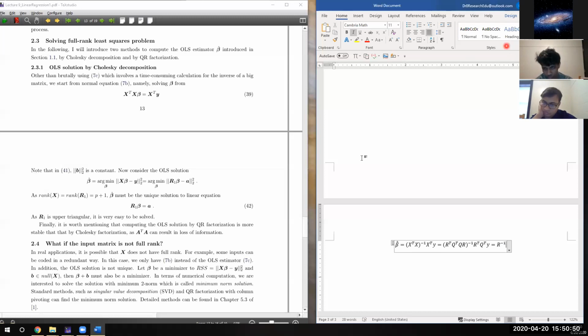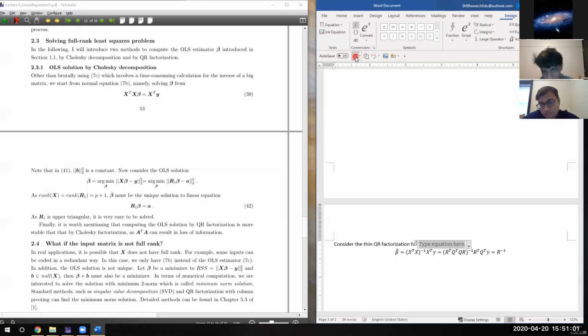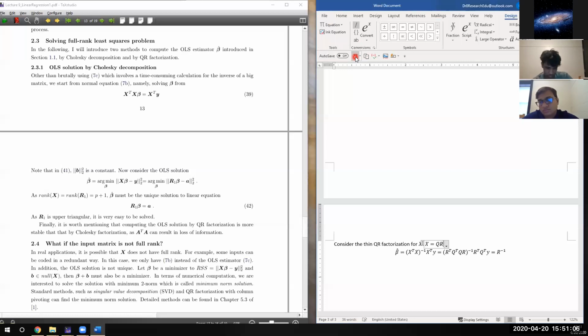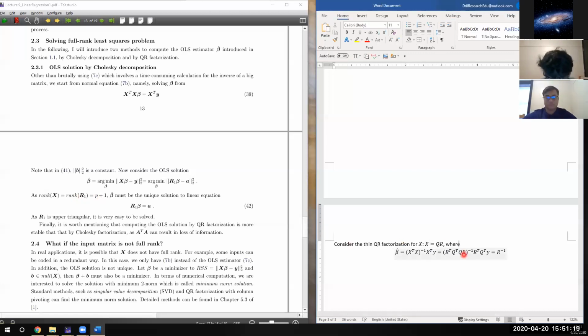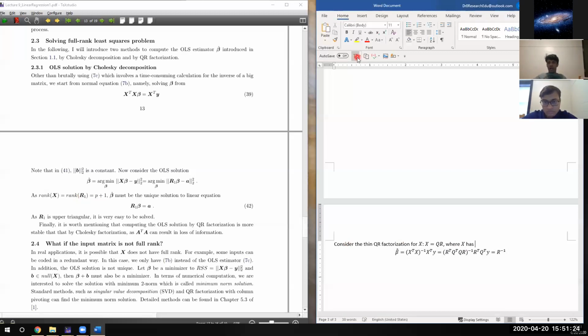Okay, let me write it down this way. Consider the thin QR factorization for X. X equals QR. This is the thin QR factorization, okay? So my R is a square matrix. And as we just mentioned, R must be a full matrix, let's say where X has full column rank.